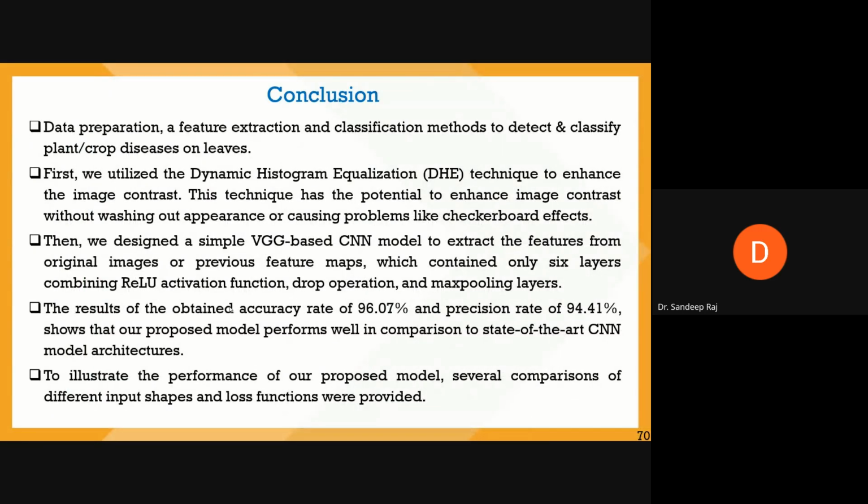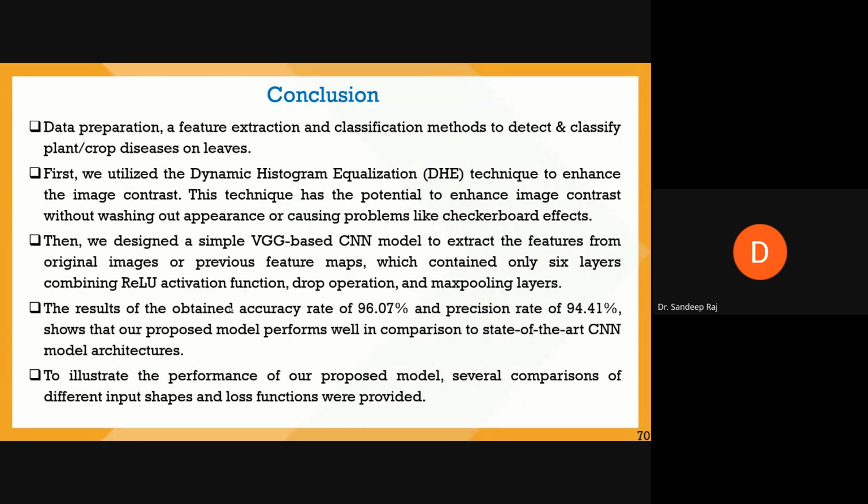So in this project, the essential steps were the database preparation, feature extraction, and the classification methods to detect and classify the plant and crop disease on leaf. First of all, we applied the pre-processing technique followed by the histogram equalization technique to enhance the different images, having the potential to highlight the different features in the images, followed by the convolutional neural network, which achieved an accuracy of around 96% and with a precision rate of 94.41%.